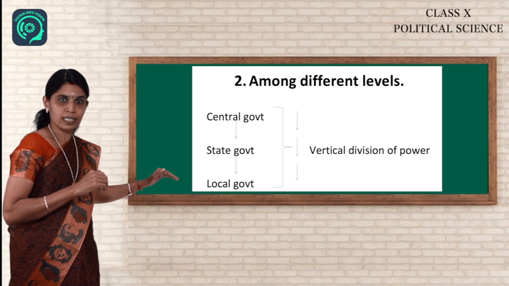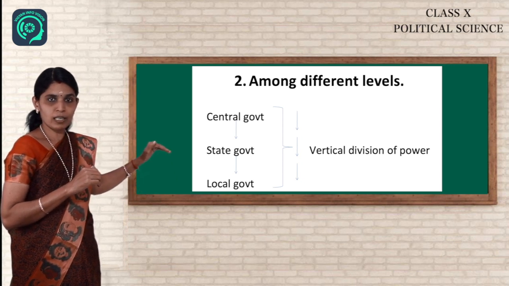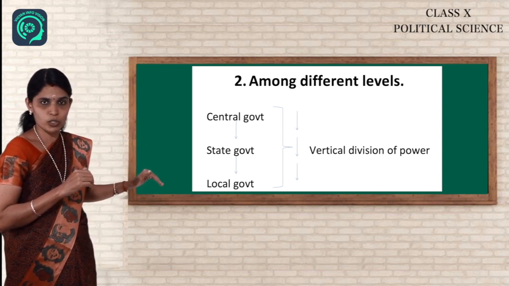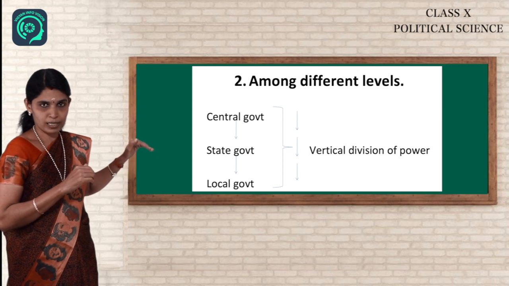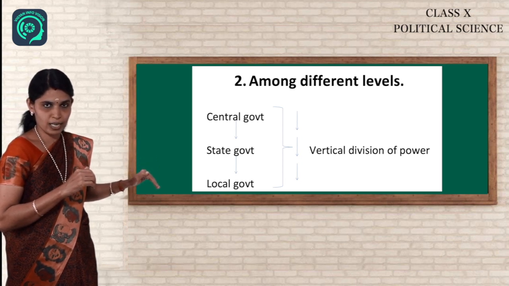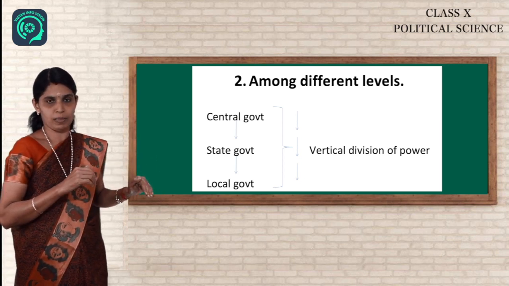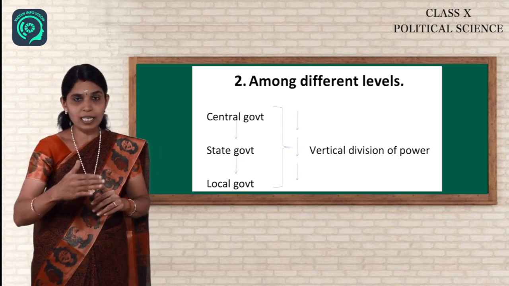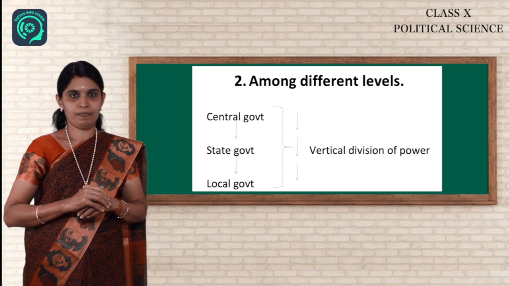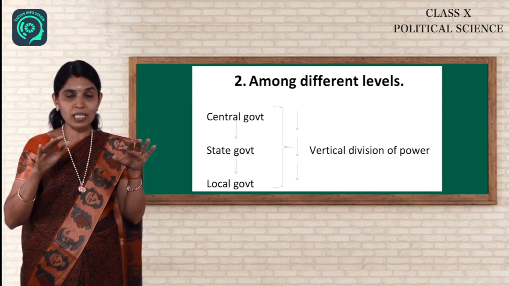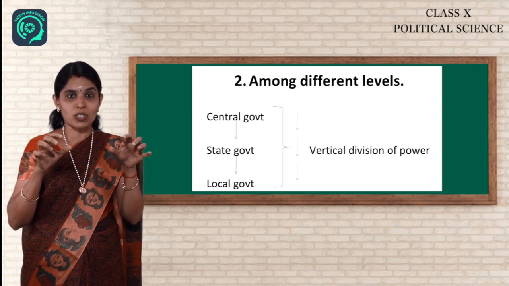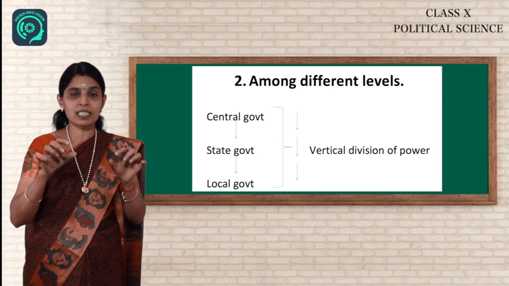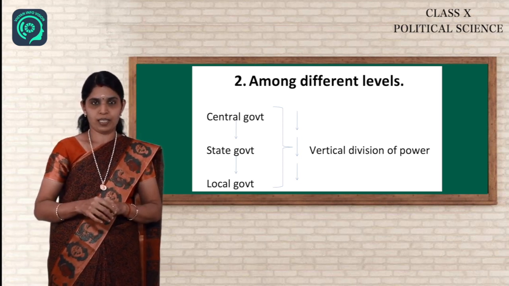Here you can see that the power is divided from higher level to lower level. From the central government to the state government to the local government. This type of power sharing is called vertical division of power sharing. So, power sharing among different levels of the government is also called what name? Vertical division of power sharing.